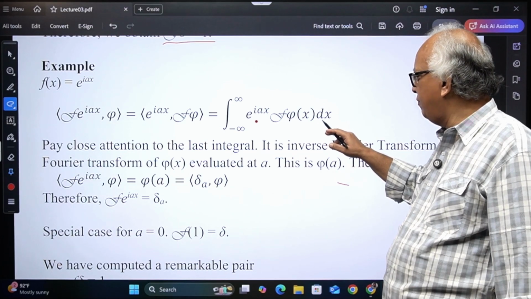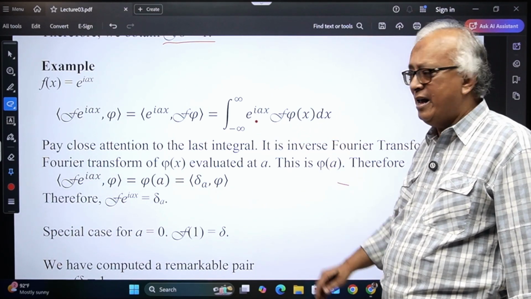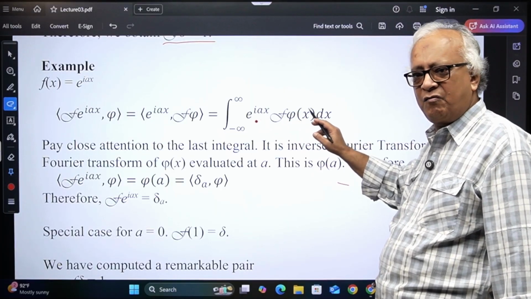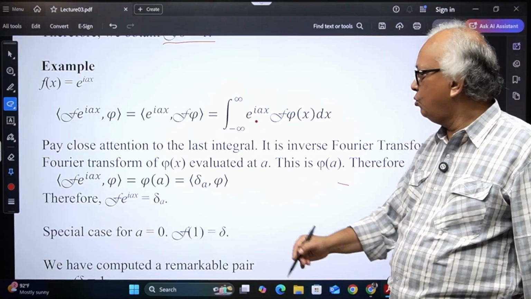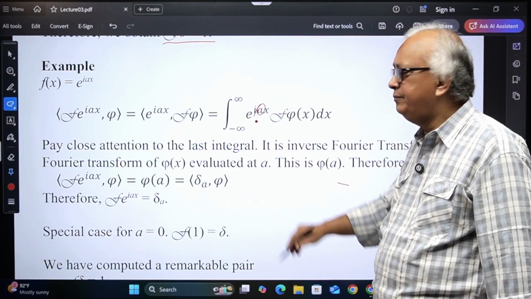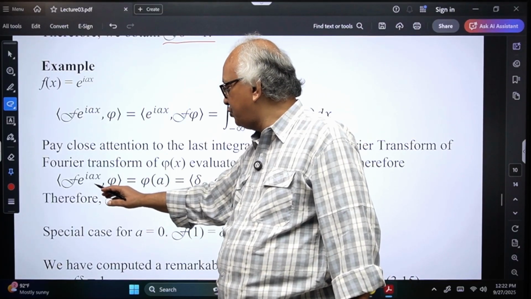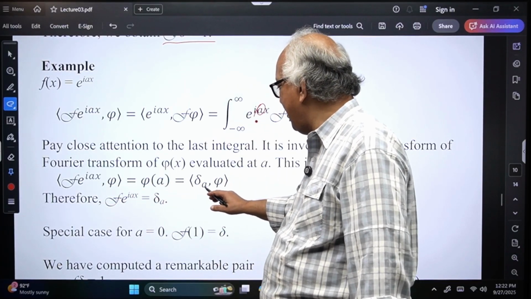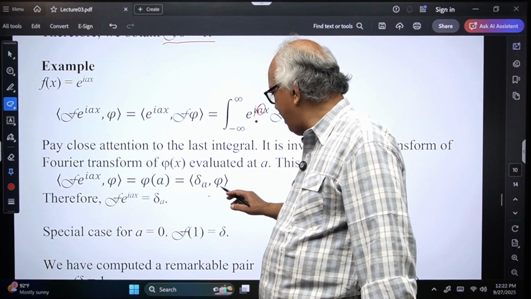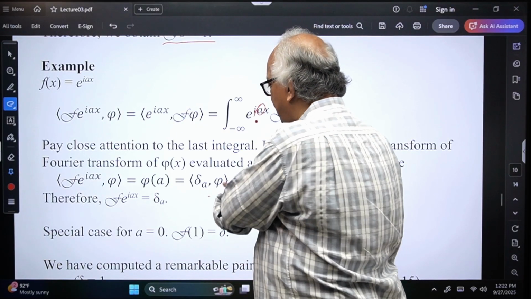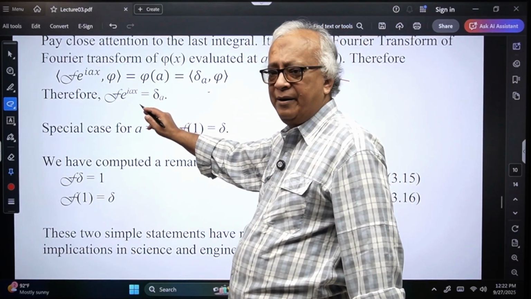This is Fourier transform of phi e to the iax, which will make it an inverse Fourier transform of a Fourier transform of phi, which makes it phi itself, at a. Therefore, Fourier transform of complex exponential paired with phi is phi a, which is delta function at a paired with phi, which gives me Fourier transform of the complex exponential is delta a.